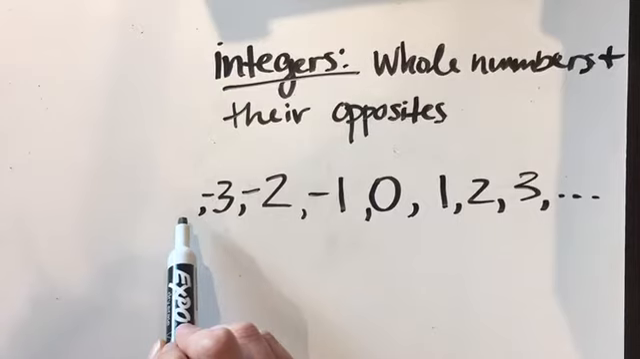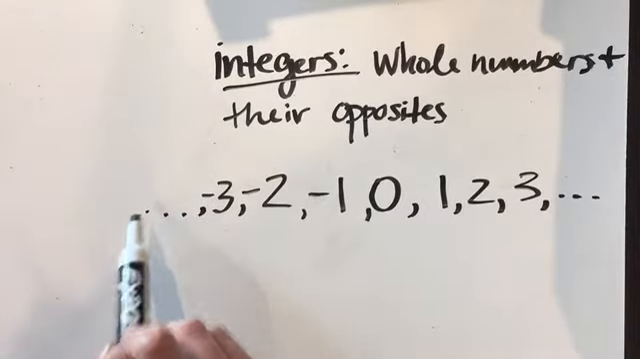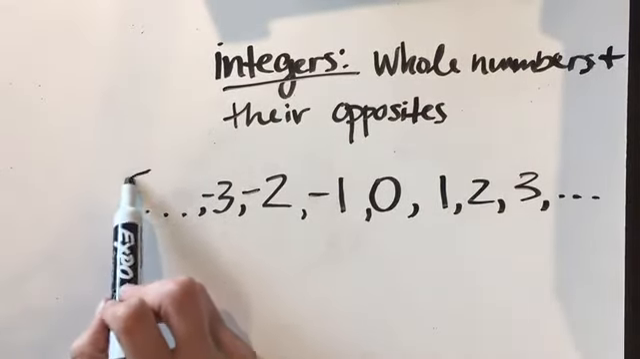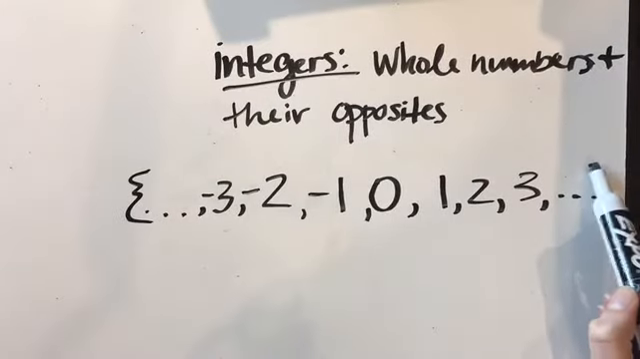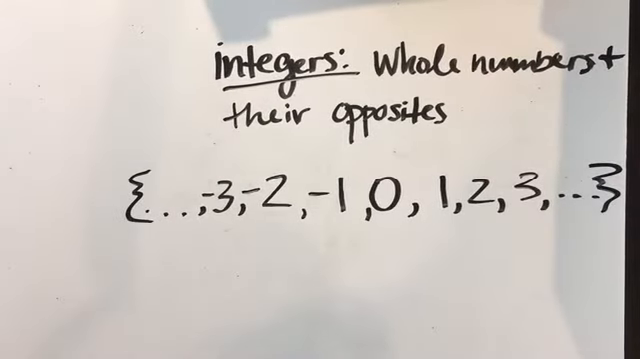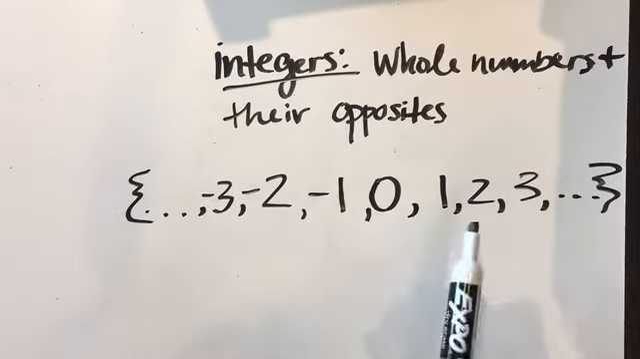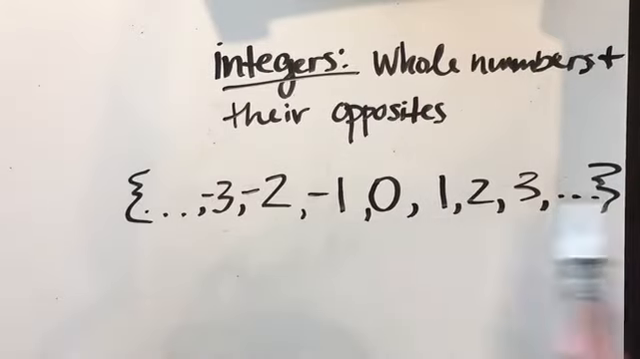And same thing on this side. It goes on forever in this direction. So -100, -1,000,000, -1,000,000,000, and so on. And we'll put these brackets around to make it proper. We'll learn more about that next year. And this shows us the integers. The integers include 0, and it includes negative numbers and positive numbers. Do notice that integers do not include fractions or decimals.